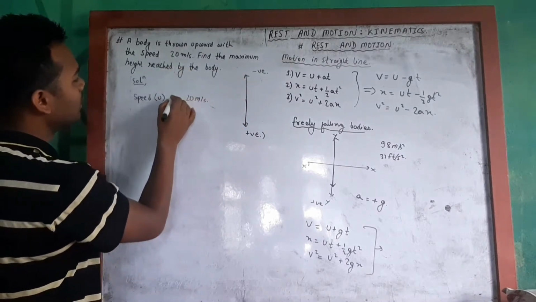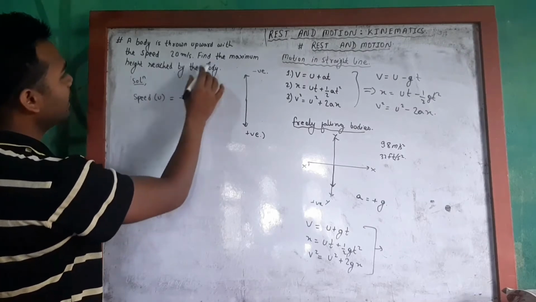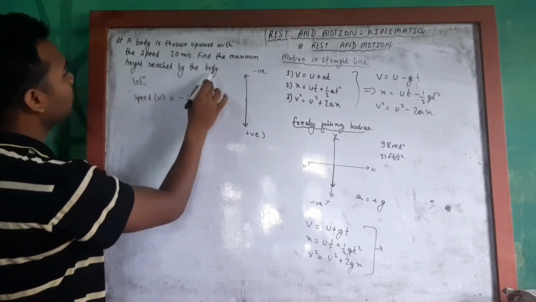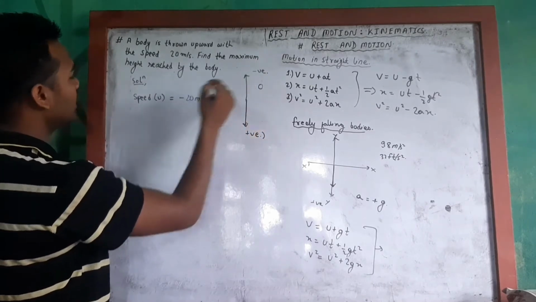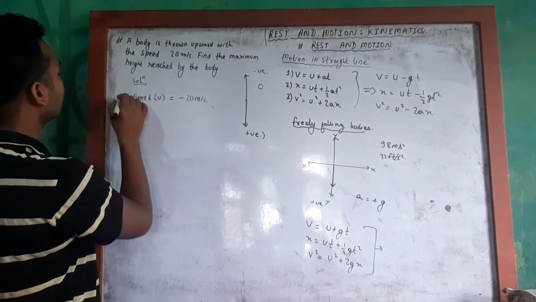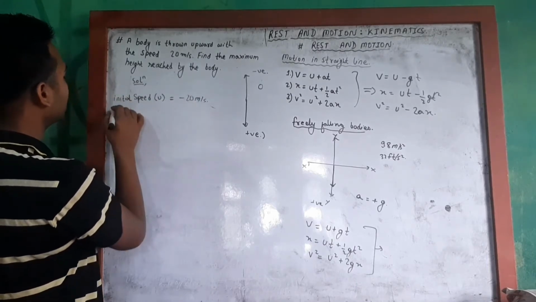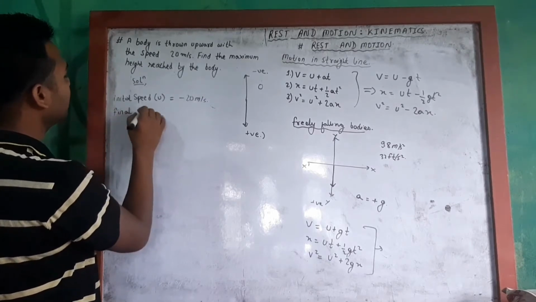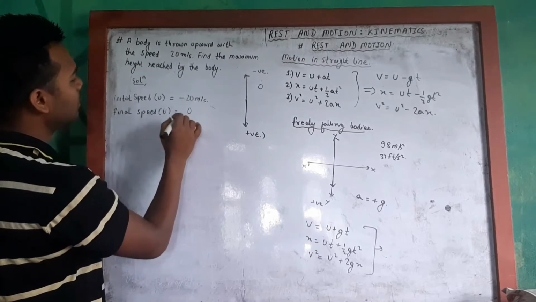That's why the sign here will be minus. Again, find the maximum height reached by the body. At the maximum height, the velocity of the body will be 0. That's why the initial speed is equal to minus 20 meters per second. Final speed v is equal to 0.